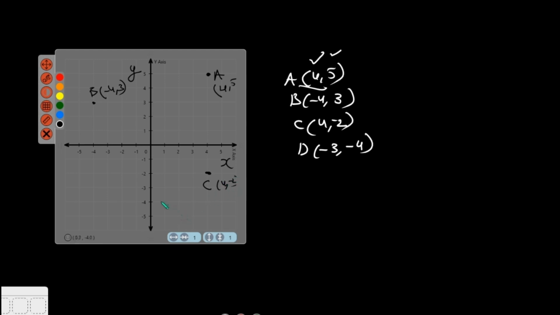Now let's fix the D point. It is -3 and -4. X is minus 3 here and y is minus 4 here. So let's take this point here. So this is the D point. What is the D point here? Minus 3, comma, minus 4. So this is how we identify the locations of the different points.